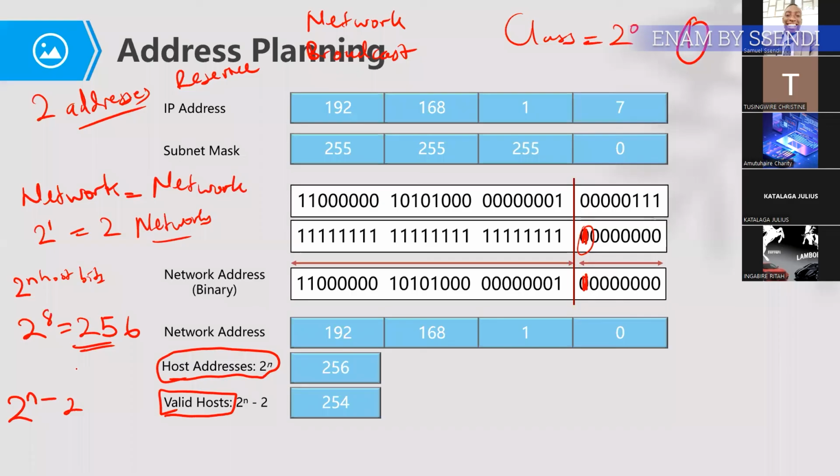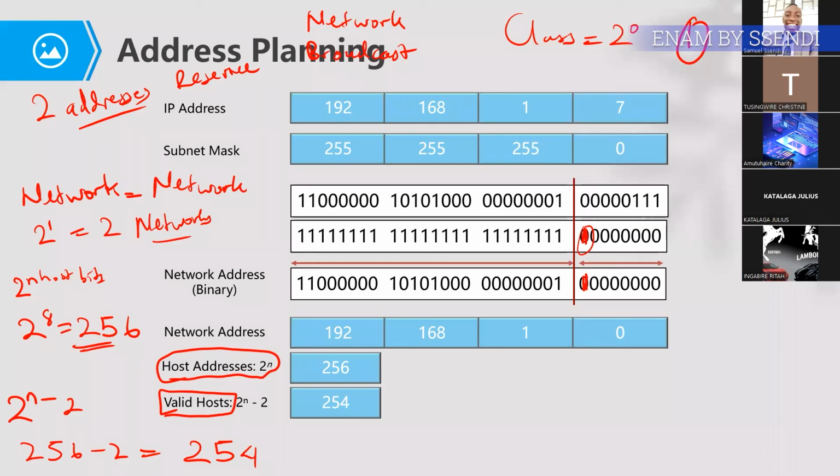Are we getting it, guys? So if we go ahead and we get 256 addresses on our network, but we are going to subtract 2, and we can only assign to our hosts 254 addresses. Are you with me, guys? Very, very important.